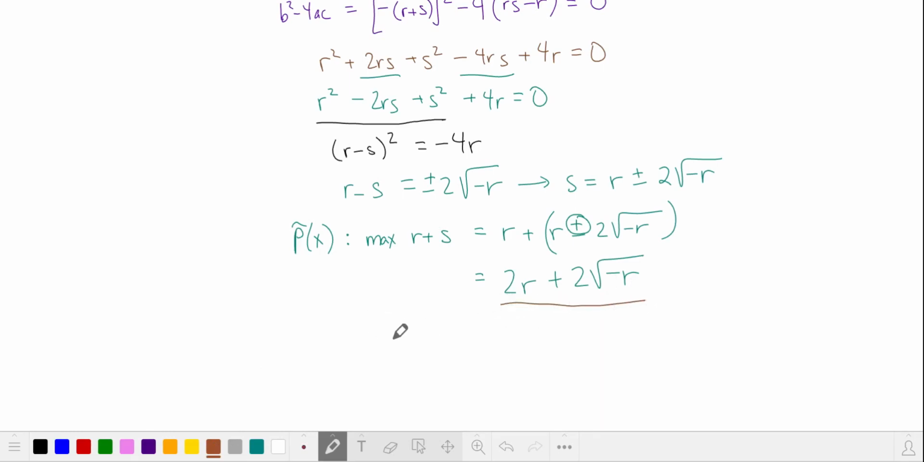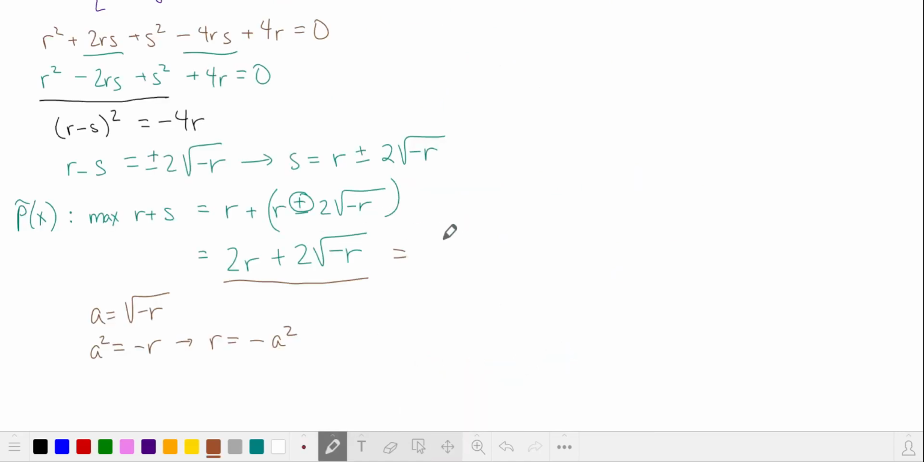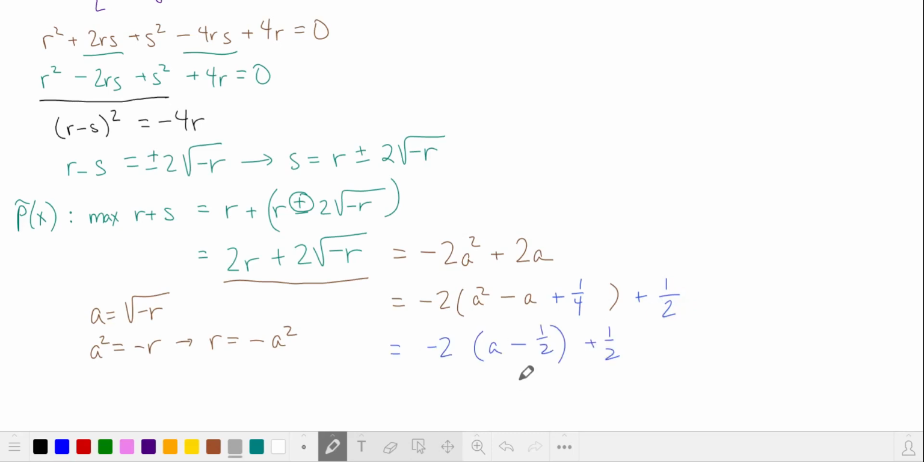To see that more clearly, we'll let a be equal to the square root of negative r, which means a squared is negative r, and r is the negative of a squared. So we'll substitute and factor negative 2, and we'll complete the square by taking half the coefficient of a and adding it inside the parentheses. This is the same thing as subtracting 1/2, so I'm going to add 1/2 out here. We see this achieves its maximum value when a is equal to 1/2.